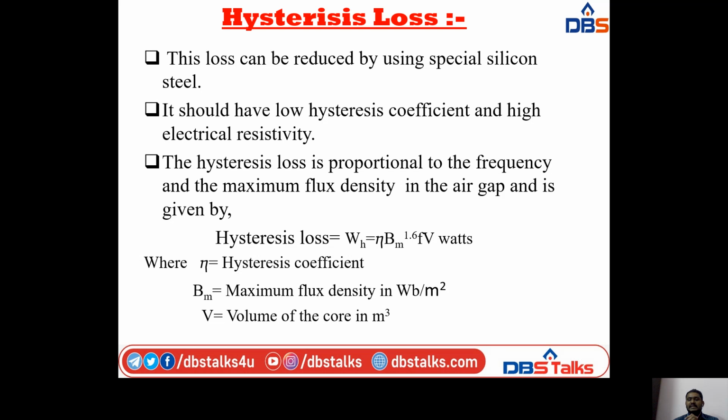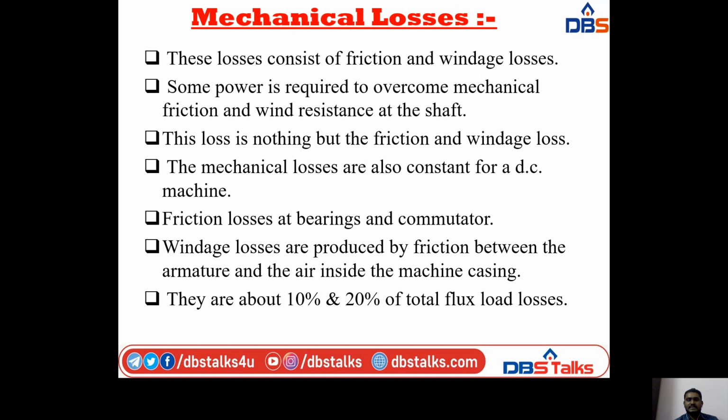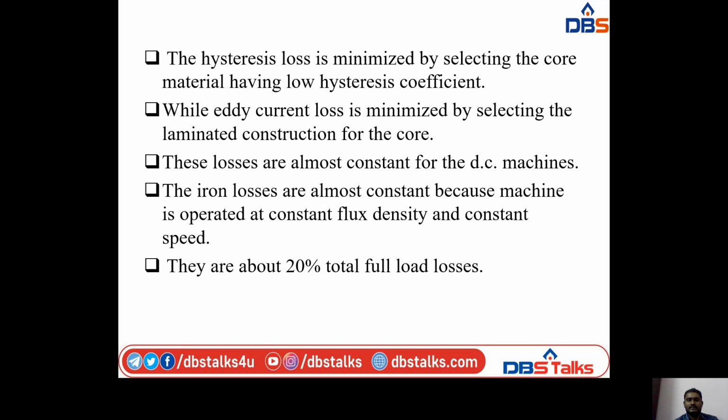So the hysteresis equation is eta Bm power 1.6 into F into V watts. Next, the hysteresis loss is minimized by selecting the core material having a low hysteresis coefficient, while eddy current loss is minimized by selecting the laminated construction for the core.